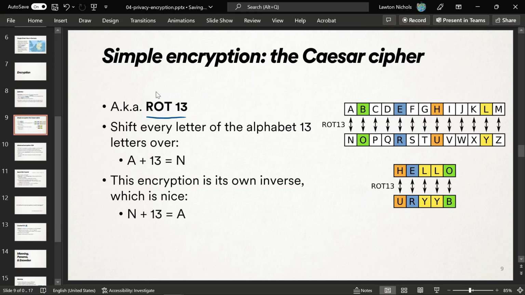This is short for rotate. Rotate 13 letters at a time. And you can do a different one. You can be like ROT7 if you would like. That's a very simple kind of encryption.